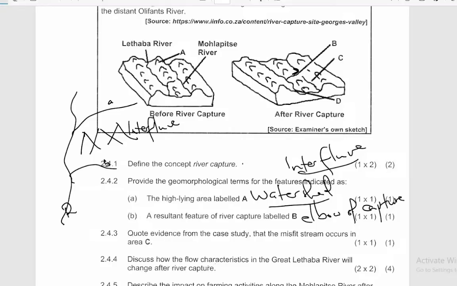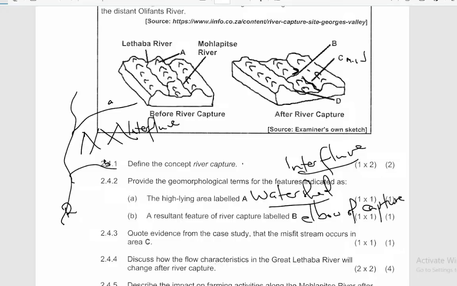I quote evidence from the case study that the misfit stream occurs in area C. Right, area C here, the misfit stream. We are saying this is the stream which sustains or which resumes after stream piracy has taken place. C is continuing, but the headwaters have been intercepted into this stream here. From the elbow of capture, the headwaters or the source is now going to this side, but this one becomes the misfit stream. So we want to quote evidence that the misfit streams occur in area C.